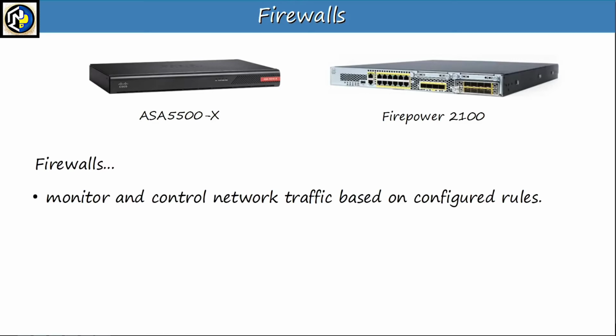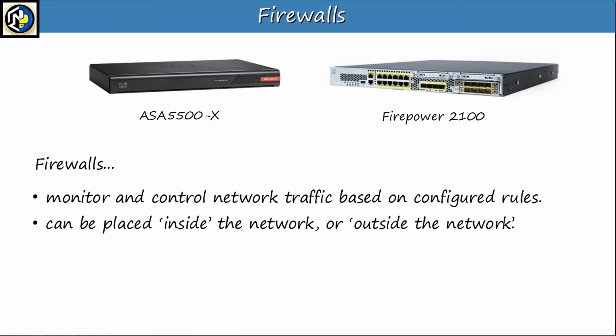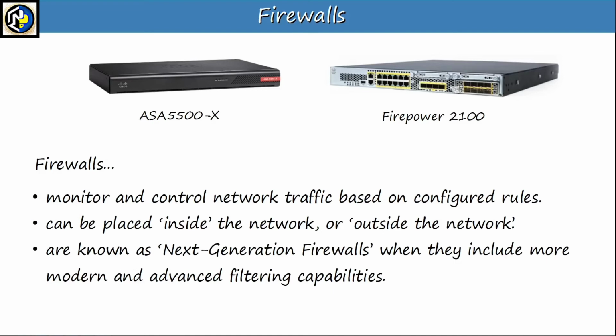Okay, let's review some characteristics of firewalls. Firewalls monitor and control network traffic based on configured rules. You explicitly configure which network traffic should be allowed into your network and which should not. Firewalls can be placed inside the network or outside the network, meaning the firewall can filter traffic before it reaches the router or after it has passed through the router. In some cases, you might have a firewall inside and outside the network.